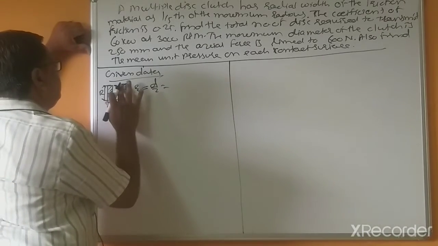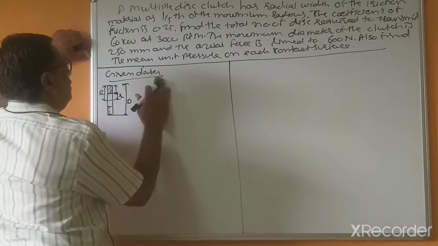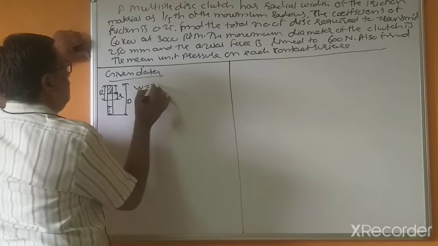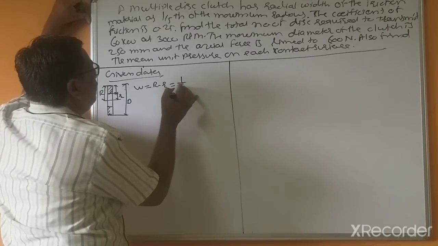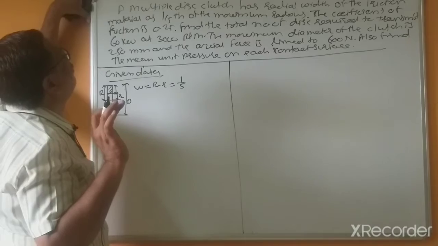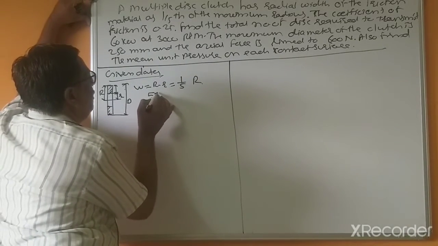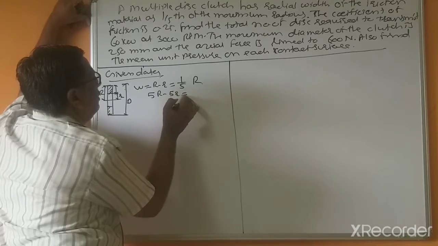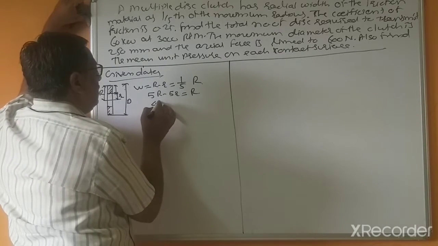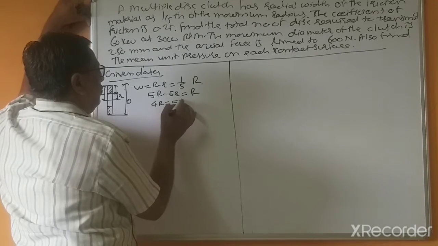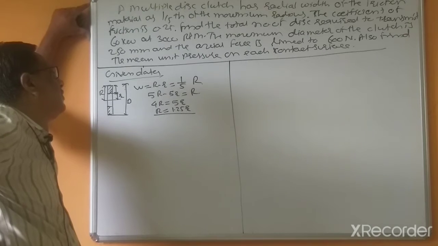So this is not R, because this is small r. So the width equal to R minus small r equal to 1/5 of the maximum radius, so R minus R/5 equals r. So 5R minus R, that is 4R, equals 5r, so R equals 1.25 r, right?